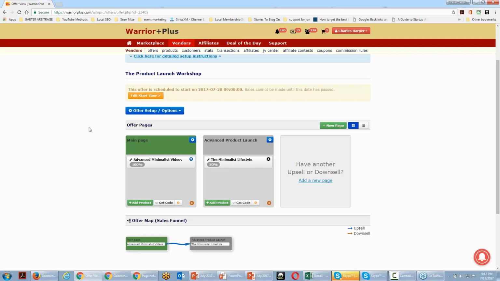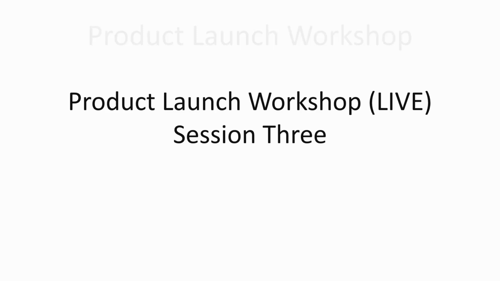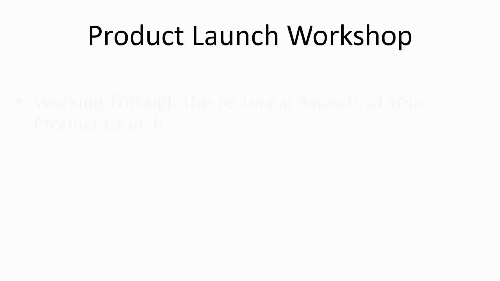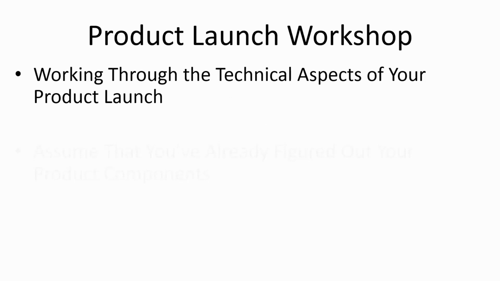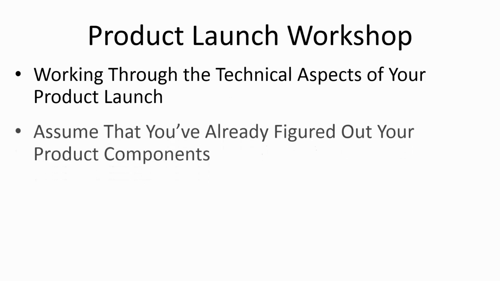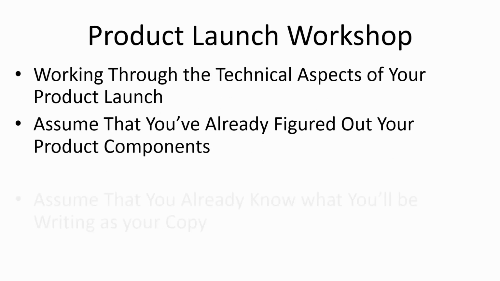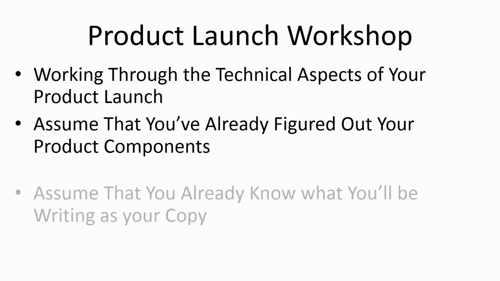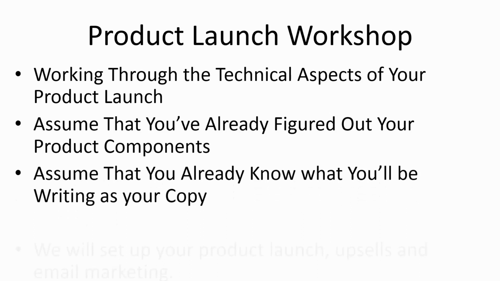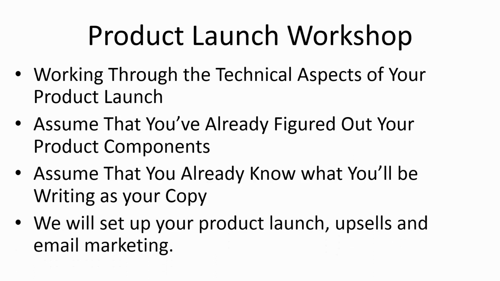Hello, this is Product Launch Workshop, live session number 3. What we're going to be talking about in this launch workshop is working through the technical aspects of your product launch. We're going to assume that you've already figured out your product components or the content. We're going to assume that you already know what you'll be writing as your copy, and we can make some suggestions to you about format. We're going to do that tonight. But you should already know what your product is about and how you are going to write your copy. We're going to set up the product launch, the upsells, and the email marketing.